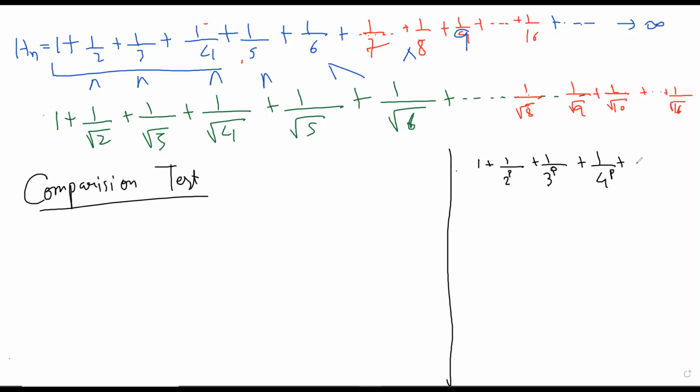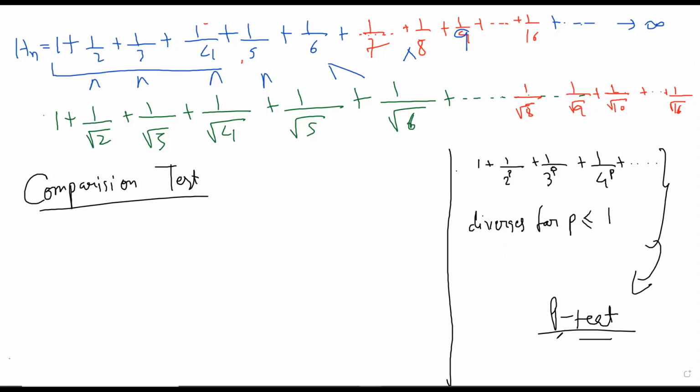So 1 by n to the power p, this thing diverges for p less than or equal to 1. Can you try to see this? If p is equal to 1, it is the harmonic series, so obviously it diverges. If p is less than or equal to 1, suppose I keep p as 0, then all terms will be 1, so each one of them is bigger. Yeah, you're right, it diverges. So this is one of our tests, the p test.